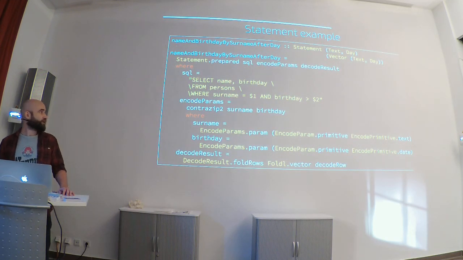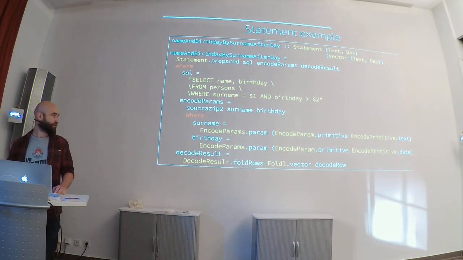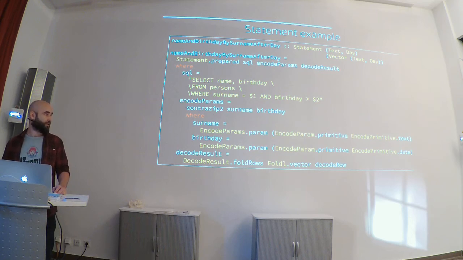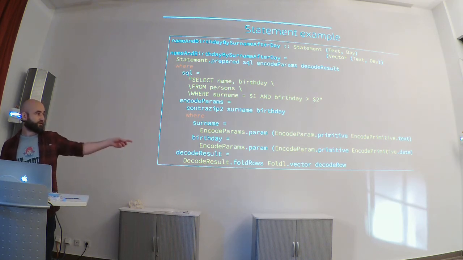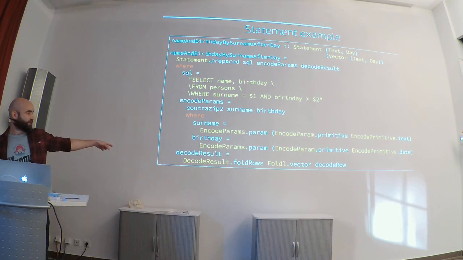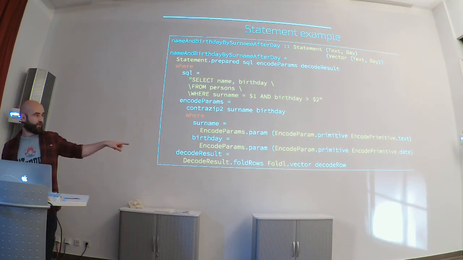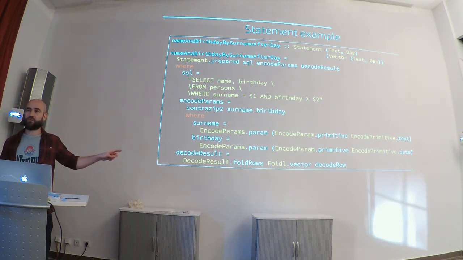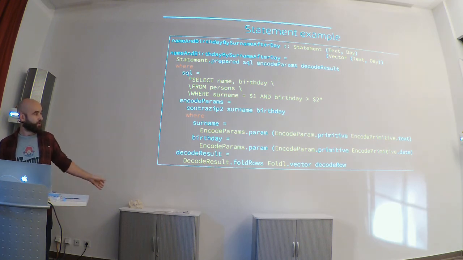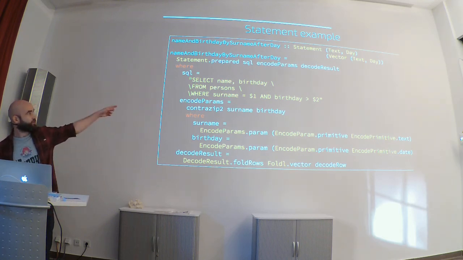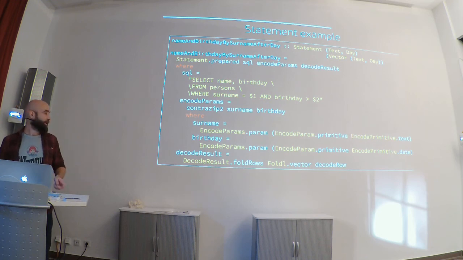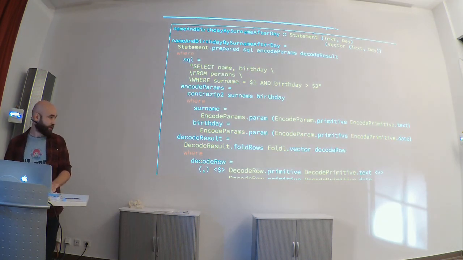And then there comes the results decoder. Here I'm using a function from Gabriel Gonzalez's foldl library, foldl vector. And the decode results fold rows allows you to execute such a fold and then specify what you want done for each row. So we are folding over all rows received in this query. And I'm sorry for that.